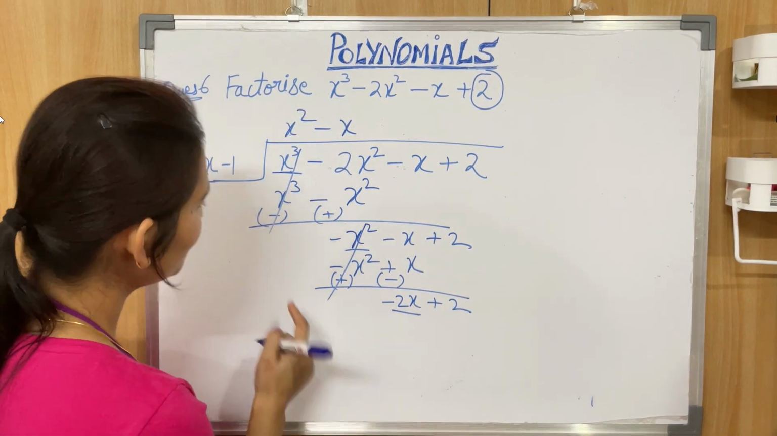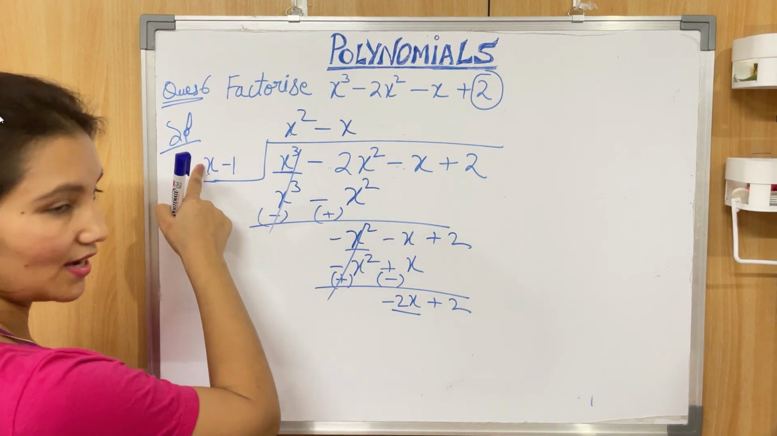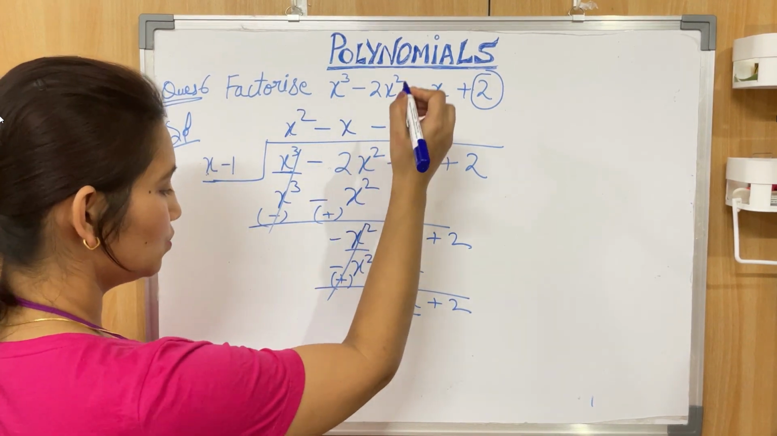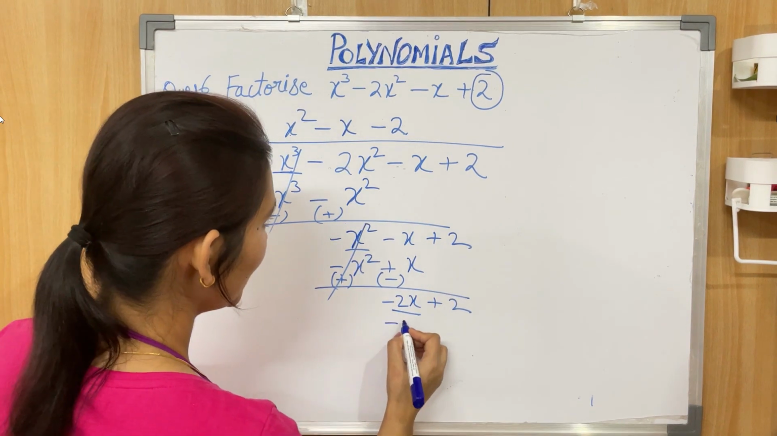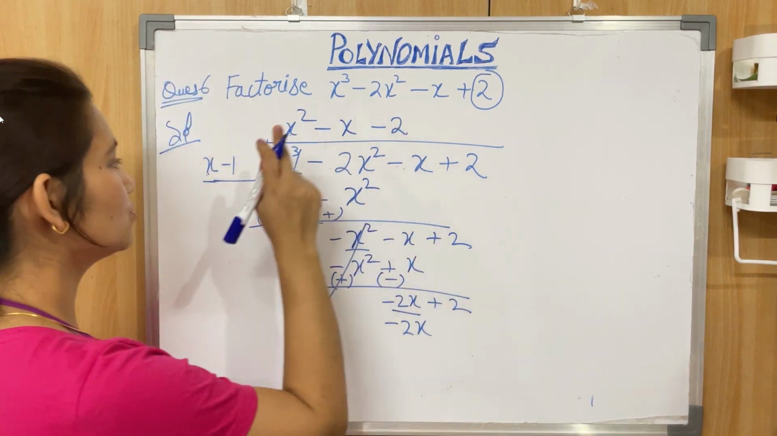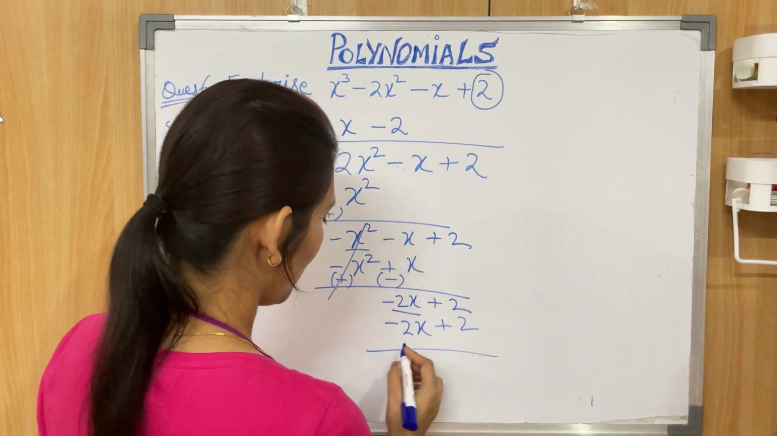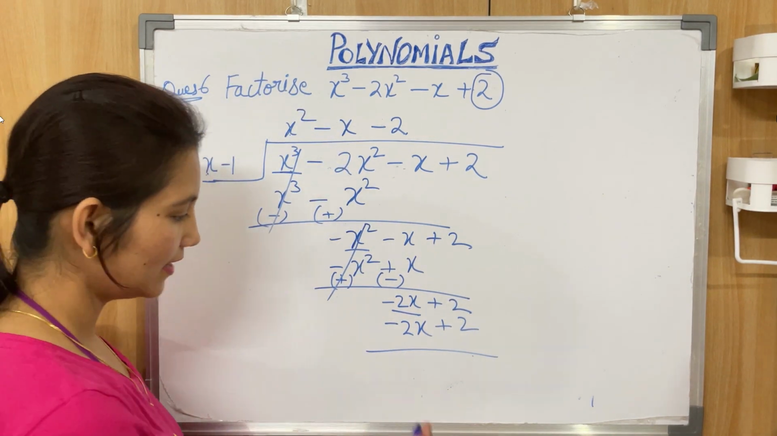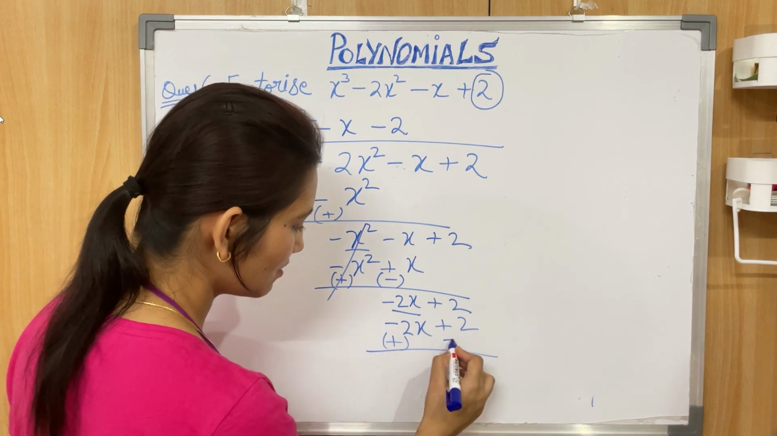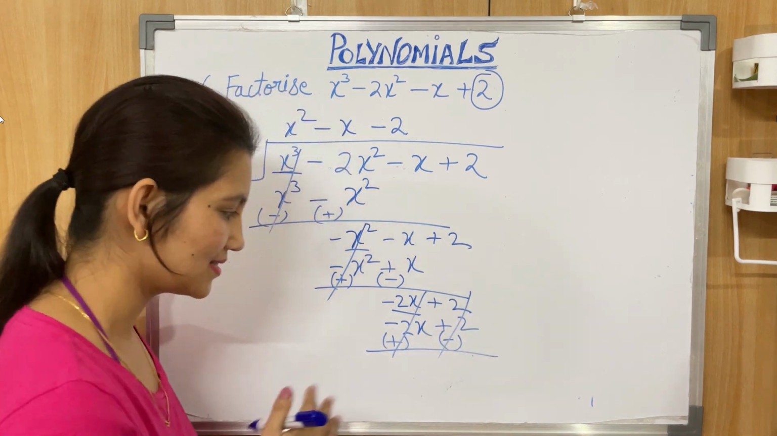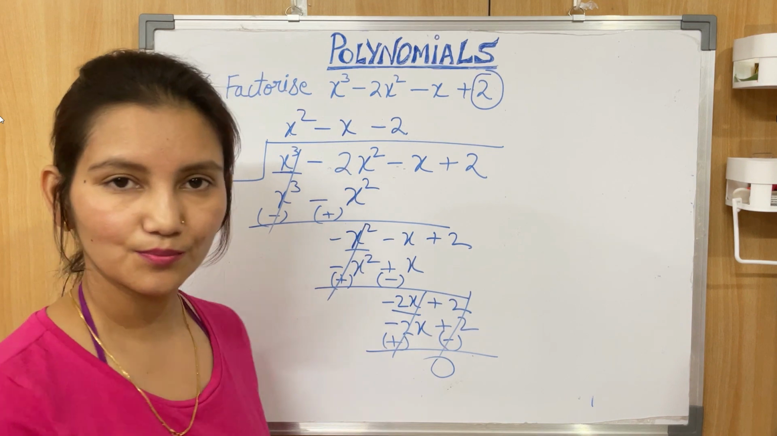Now the first term, right? Minus 2x divided by x will be 2. Minus 2 into x, minus 2x. Now minus 2 multiplied by minus 1 gives you plus 2, okay? Alright, now again we'll change the sign. Minus will become plus and plus will become minus, and then everything cancels out and the remainder is 0, okay?